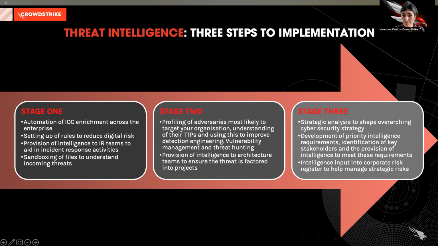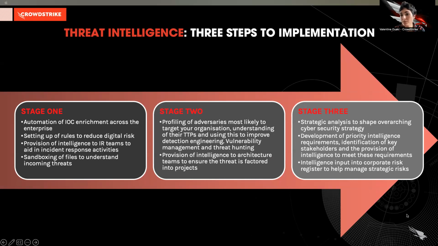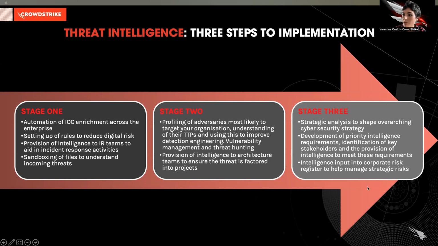Stage three is the highest level of implementation, getting to the strategic level of intelligence, developing priority intelligence requirements, implementing a very comprehensive intelligence program with the identification of key stakeholders within your organization who will consume finished threat intelligence and take some security decisions based on the recommendations that are provided.